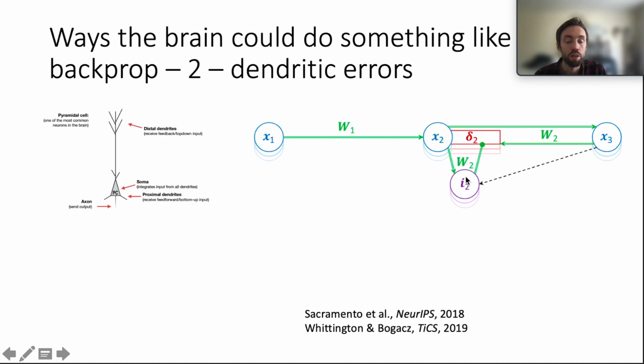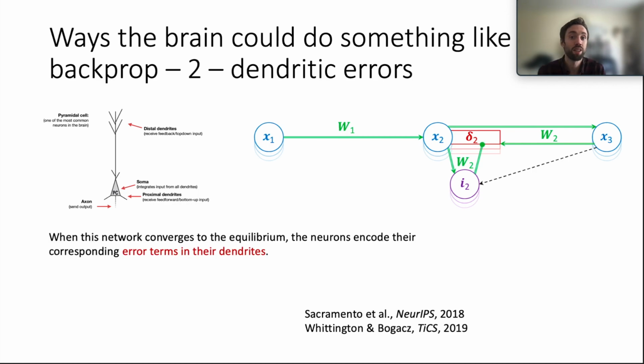The feedback also targets an inhibitory neuron, and we also see local connections from this neuron in the hidden layer to the dendrite via an inhibitory neuron. One of the interesting things of this network is that when it converges to an equilibrium, the errors end up encoded in the dendrites of these pyramidal cells.